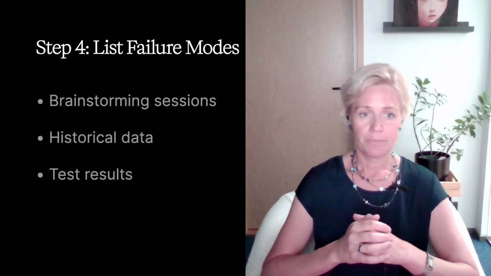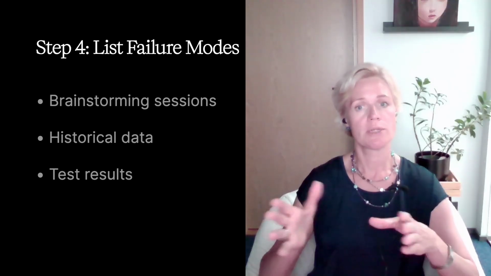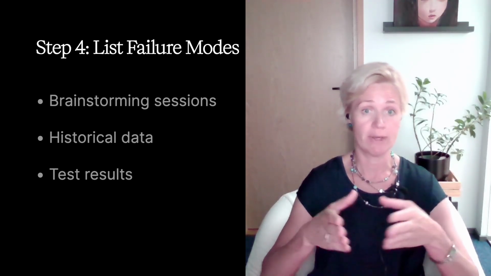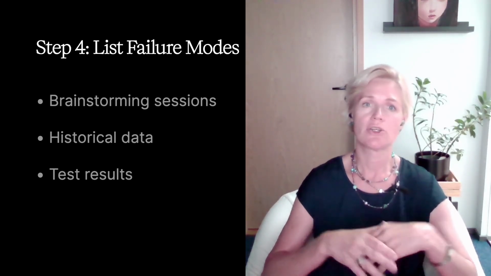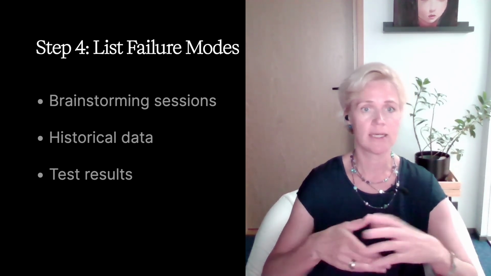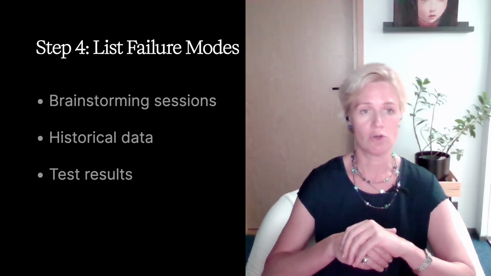Step 4. For every identified function or software component, list all possible failure modes by considering how the function or the component might fail. For that, you can use brainstorming sessions or historical data of similar devices, any complaints that they've had, and of course, test results to ensure no potential failure modes are overlooked.